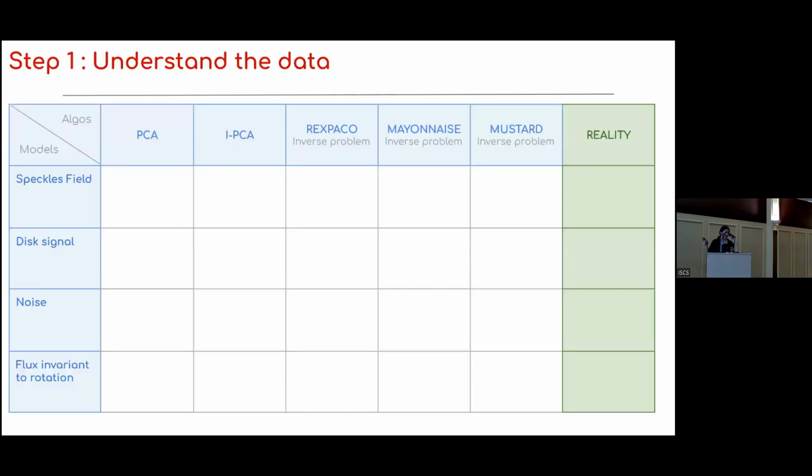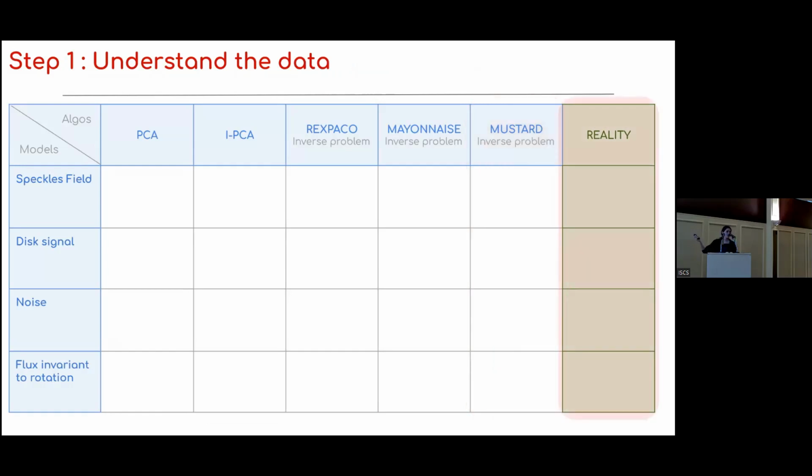All right, so this is how we are going to proceed for the comparison. I have a big table, and each column is one of the algorithms: PCA, IPCA, etc. In each cell, I will write down the assumptions that each algorithm makes on the data set.